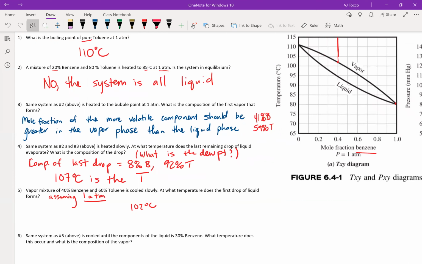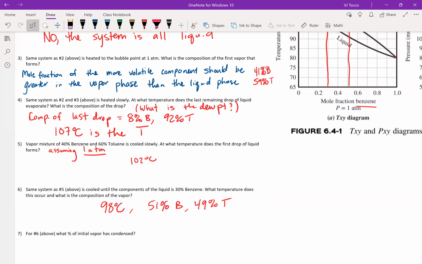The composition of the liquid being 30% benzene corresponds to the point at which, this is a 30% benzene line, at which my liquid composition is here. And drawing a tie line over, I could also get what the composition of the vapor is. So the temperature at which this occurs is about 98 degrees C. And the composition of the vapor at this point is about 51%. And the corresponding 49% is toluene.